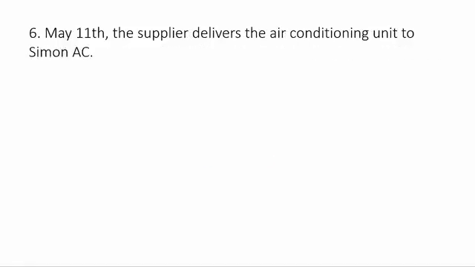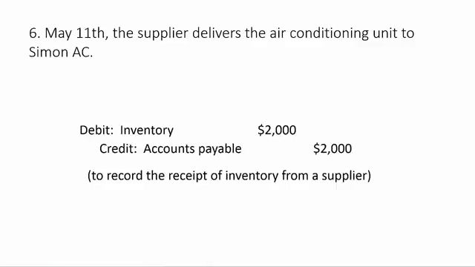Our sixth transaction happened on May 11th, and the supplier delivers the air conditioning unit to the company. When the inventory arrives, we now have an asset. Debit, inventory for $2,000. We didn't pay cash to the supplier at delivery. The supplier has been nice enough to finance our inventory for 30 days. Therefore, we have a current liability for $2,000. Payments to vendors are accumulated in our listing of accounts payable.